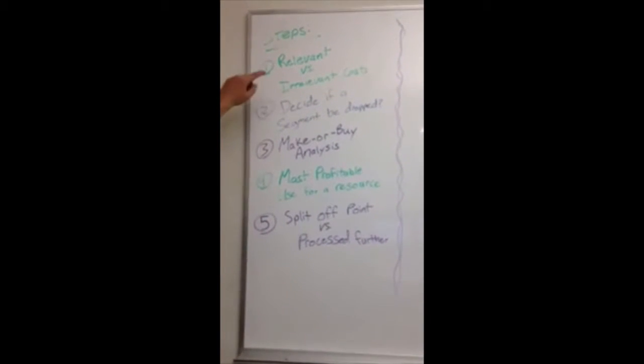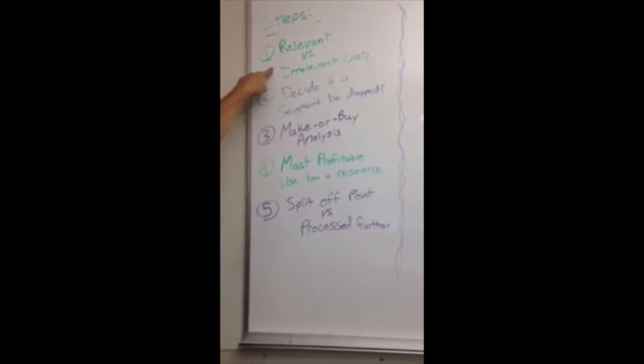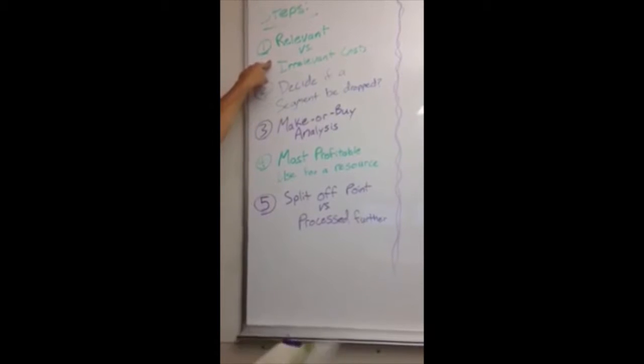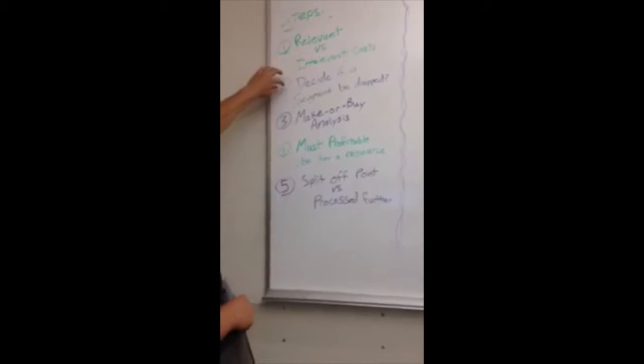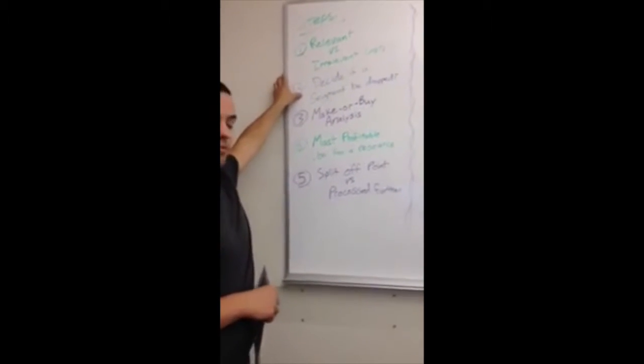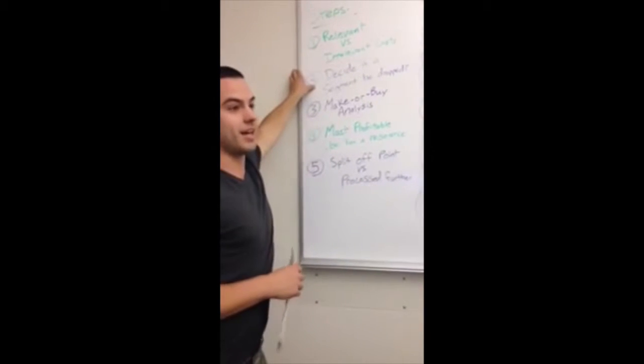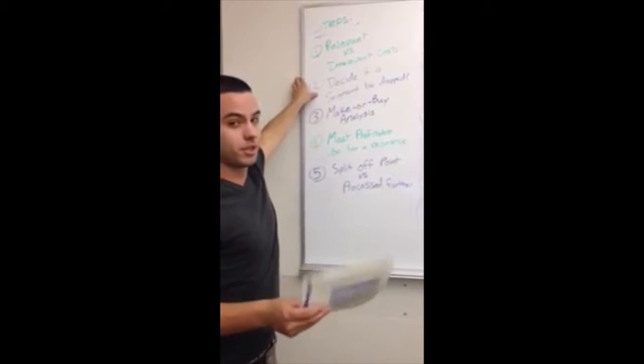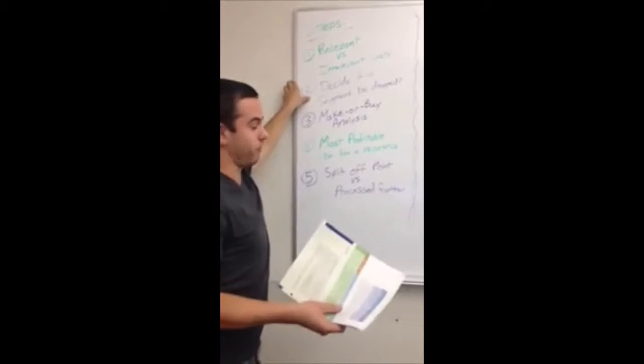You first must decide what your relevant and irrelevant costs are, or your avoidable or non-avoidable costs. Then decide, if you have multiple lines of products, if one of those lines needs to be dropped or if they need to be kept going, if they're profitable.